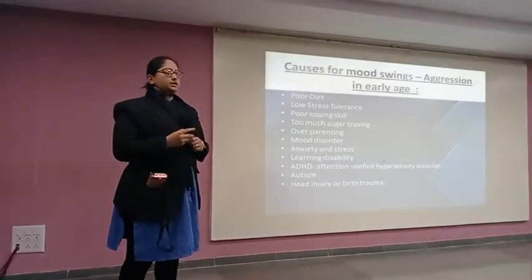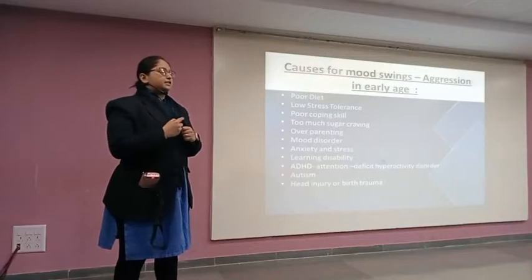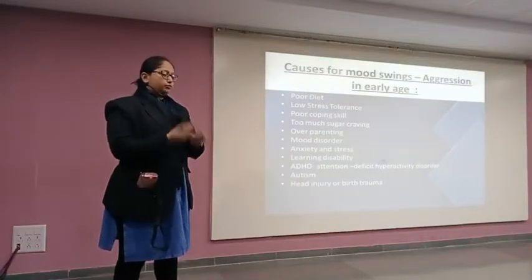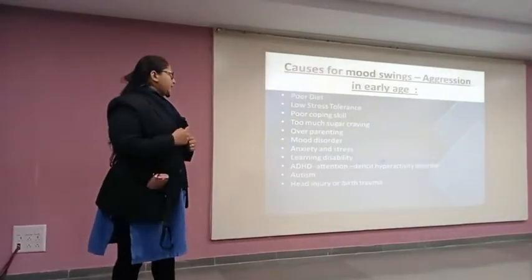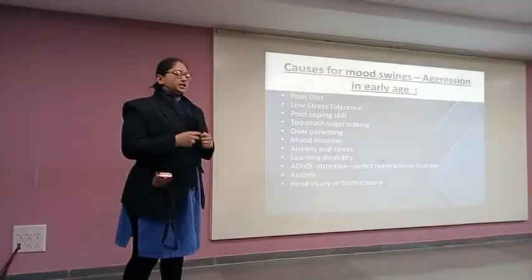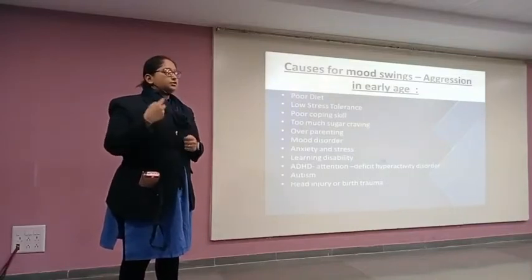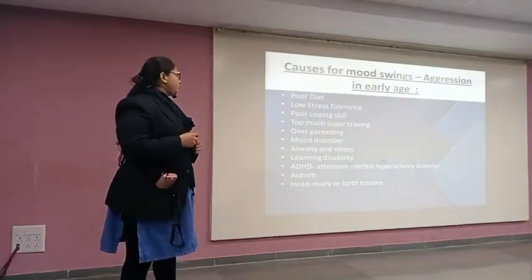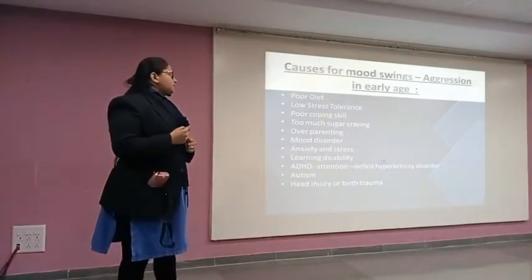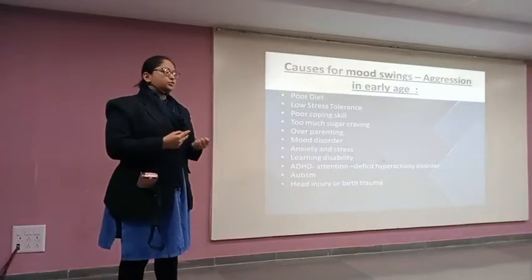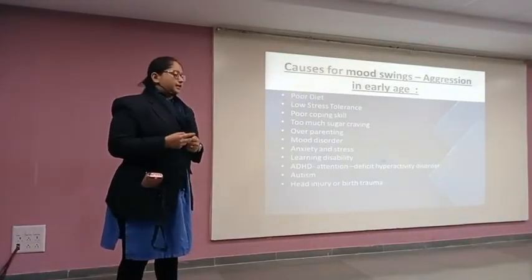Poor coping skills. In the competitive world, all parents are putting them into competition, so they don't have coping skills. Too much sugar craving in early age, the child needing too many chocolates and sweets. This also affects their mind. Over parenting, bubble wrap parenting, that is also a cause of mood swing and aggressiveness. If they are in an uncomfortable zone, they will get angry easily.